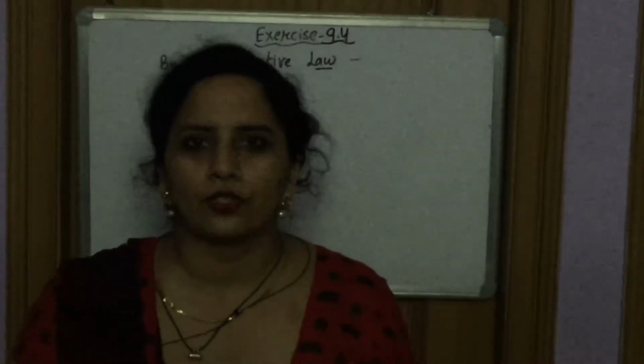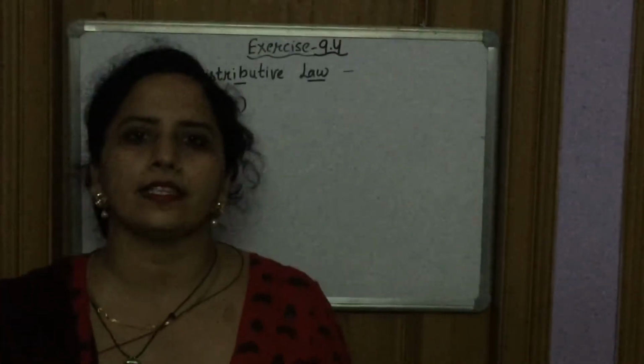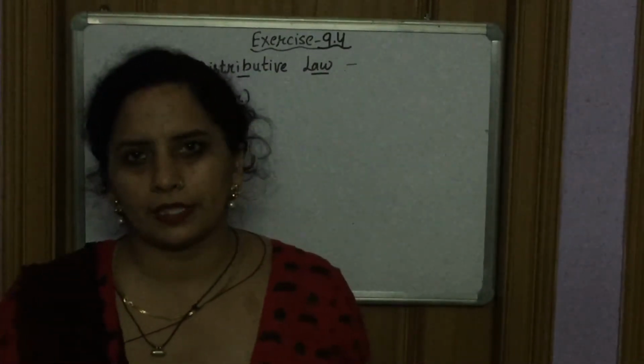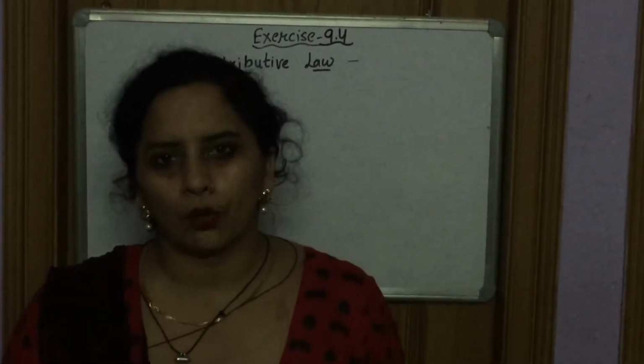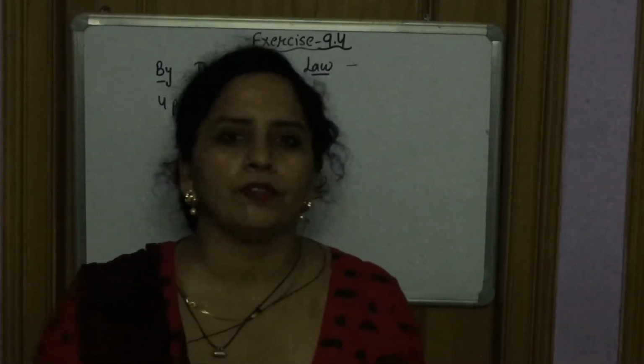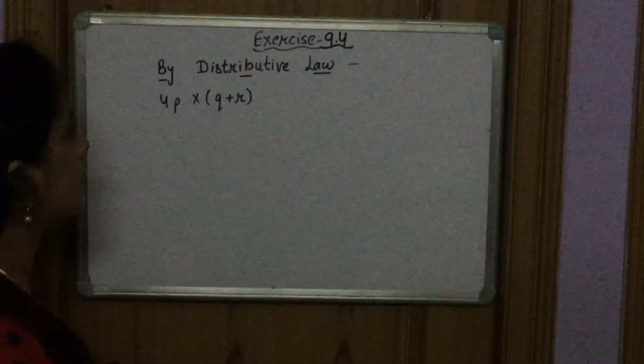Hello students, today we are going to start the next exercise, that is exercise 9.4. In this exercise we will discuss how to multiply a binomial and a trinomial by a monomial. While multiplying these terms we will follow the distributive law. Let's do some examples. This is the equation.